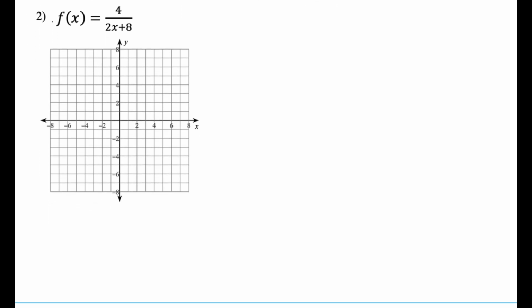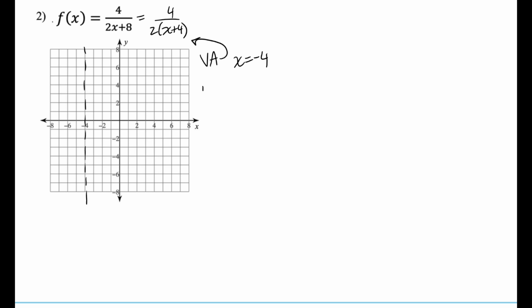Let's do this one here. Factor is always step 1. I can factor out a 2. Nothing reduces, so that means we don't have any holes. So let's go ahead and find the vertical asymptote. I'll look at the denominator, and -4 will make this equal 0. So -4, here we have it.